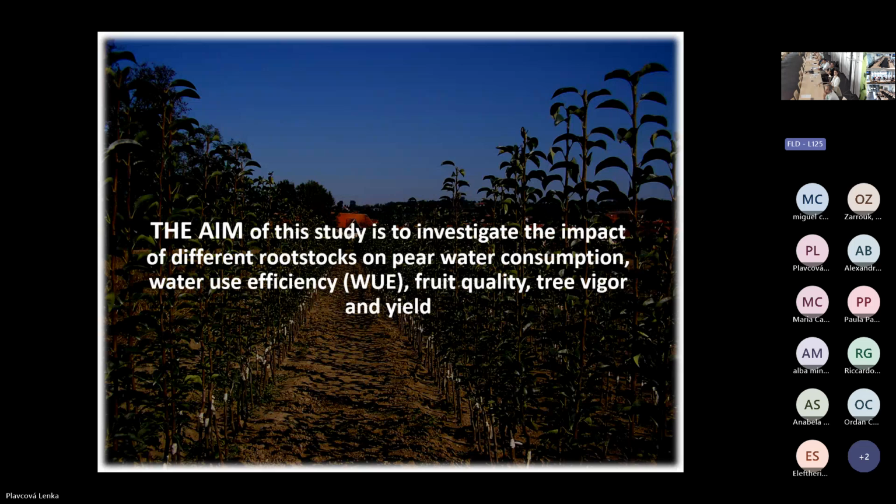In recent years, pear orchards, like many fruit orchards, are confronting climate change and a decrease in rainfall, so there is a need to find some alternative method to solve this problem. Actually, there are many irrigation strategies and methods that can successfully solve this problem, but in arid and semi-arid regions, we really have to find some alternatives. Using drought-tolerant rootstocks in pear orchards would be a very successful alternative for solving this problem. So the aim of this investigation is to study the impact of different rootstocks on pear water consumption, water use efficiency, fruit quality, tree vigor, and yield.